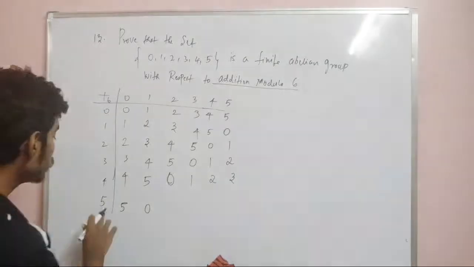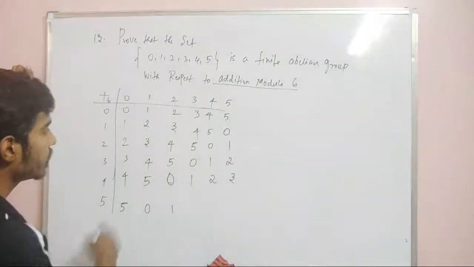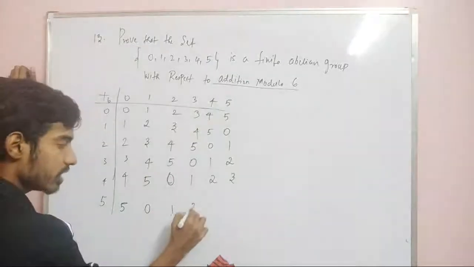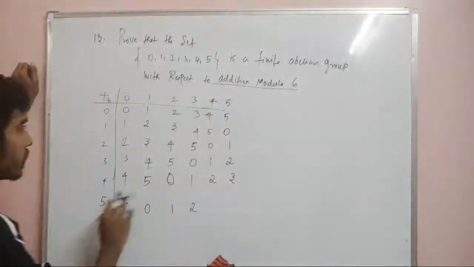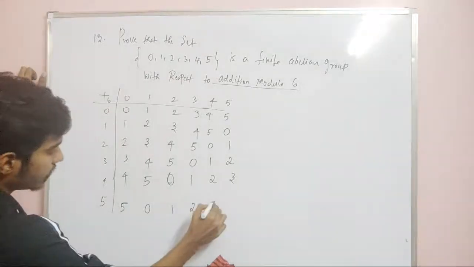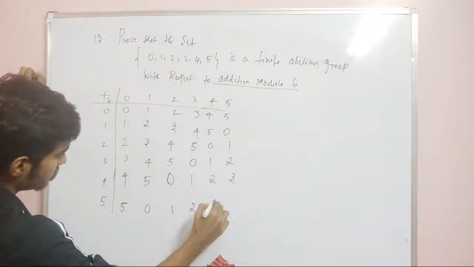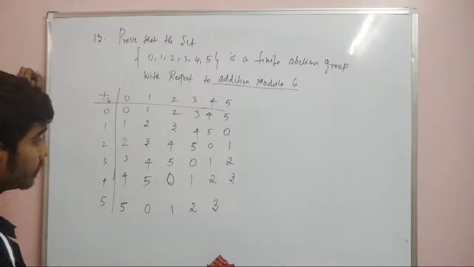Remainder will be 0. 5 plus 2 is 7. Remainder is 1. 5 plus 3 is 8. Remainder is 2. Remember, we are dividing by 6. 5 plus 4 is 9. 9 mod 6 is 3. 5 plus 5 is 10.